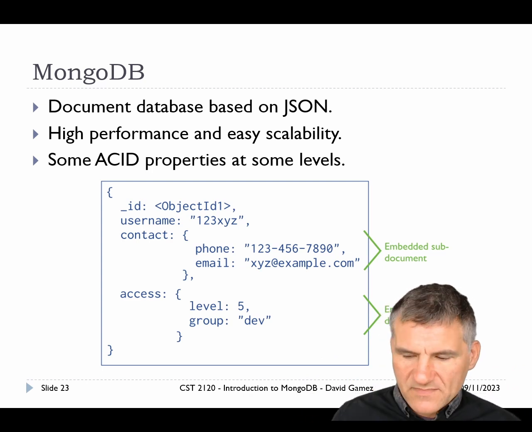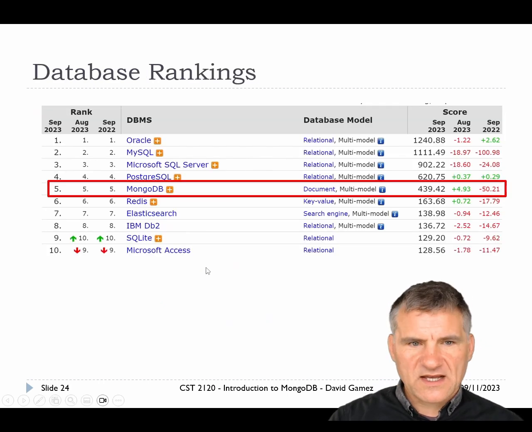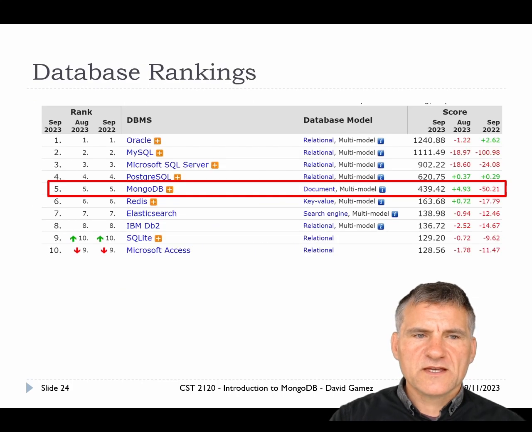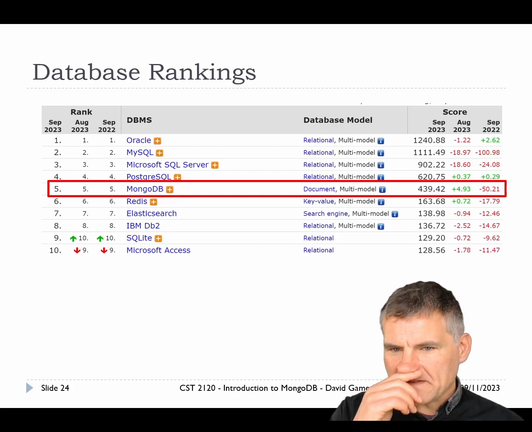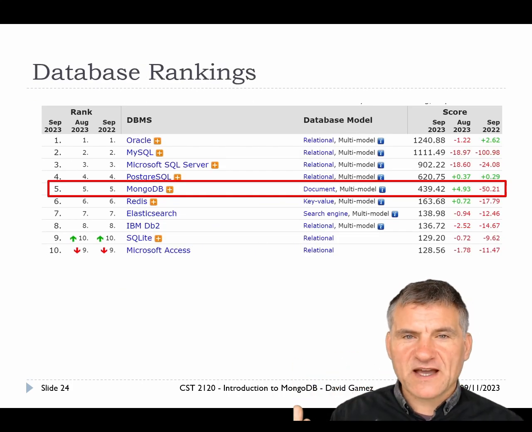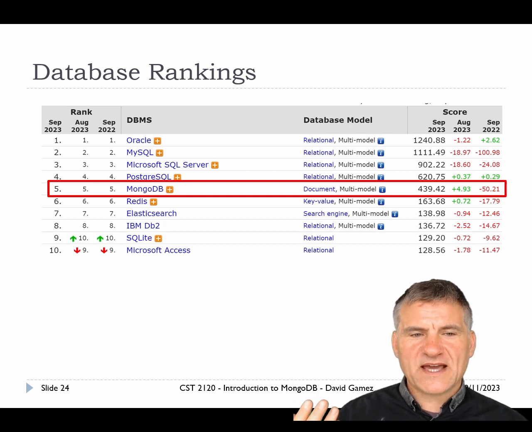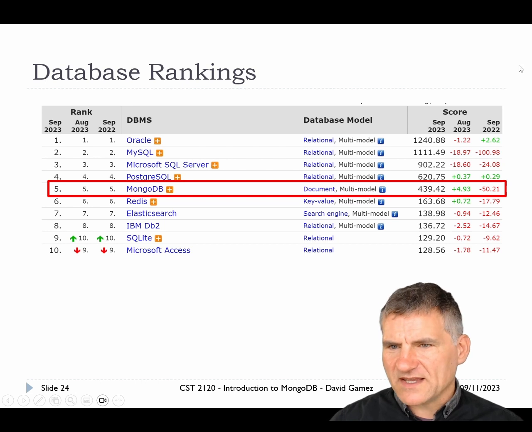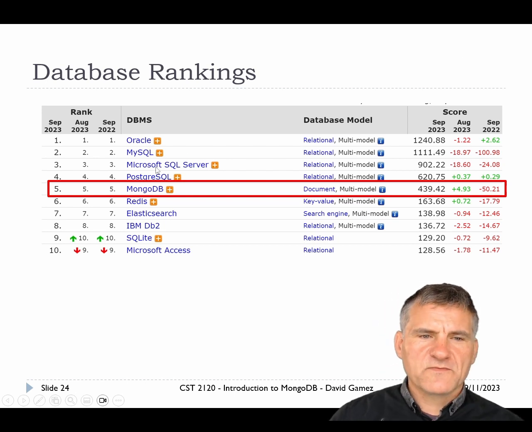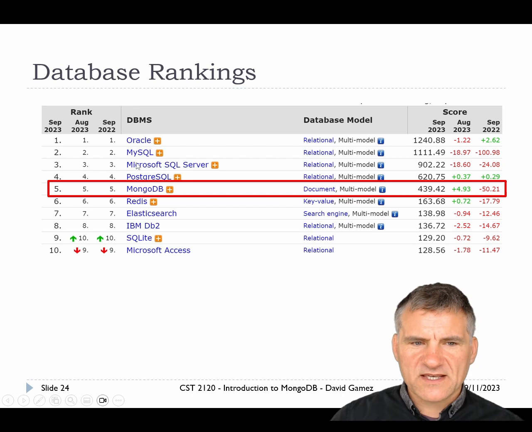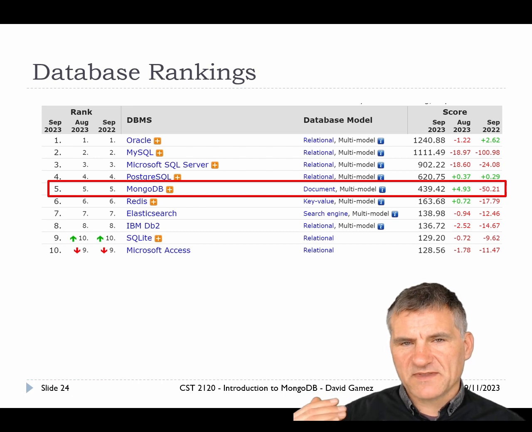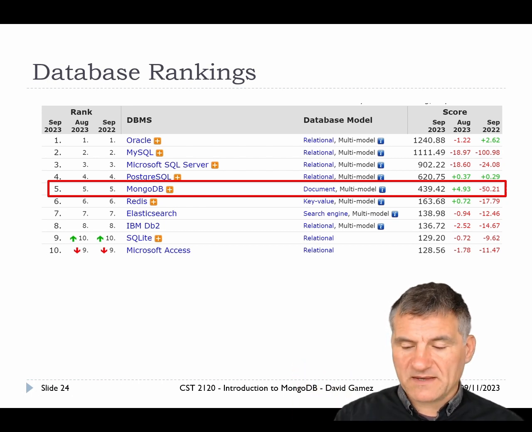So it's based on documents, which I'll come to in a little bit. In terms of rankings, it's quite high, number 5 out of the top 10. That's not bad. You can see here the recent database rankings, I think 2023. The top 4 databases are SQL databases, and MongoDB, at least according to this survey, comes in at 5th, which makes it the top NoSQL database.